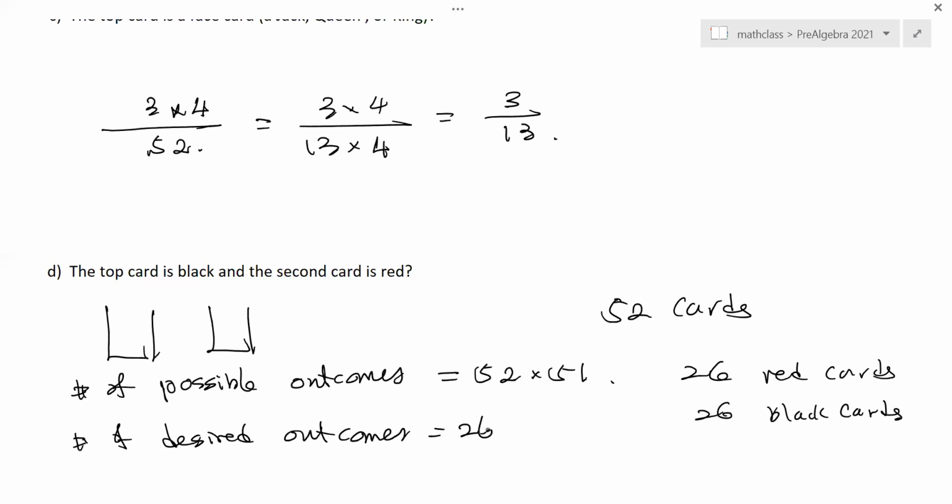Then why is it 51? I'll explain later. For the second one, you can only get it from this set of red cars, so also 26 choices. Now, why 51? Because you're going to take 2 cars out of 52.